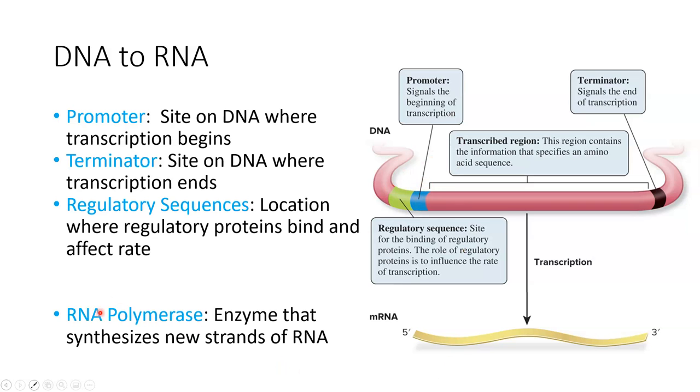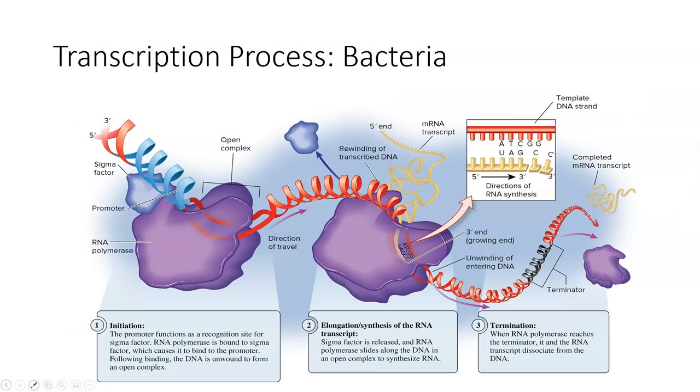And then finally, the enzyme that's going to make the new strands of RNA is called an RNA polymerase. Don't confuse that with a DNA polymerase, which replicates our DNA, but this is an RNA polymerase. So let's talk about this transcription process as it relates to bacteria. It's going to be a lot easier with bacteria. We've got 3 different steps we're going to cover throughout the process.